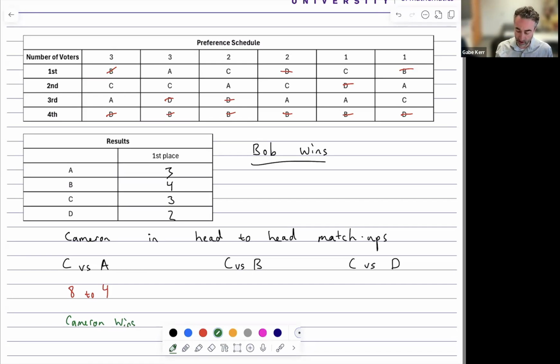Okay, what about versus Bob? Remember, Bob is the winner according to our plurality method. So let's see what happens if it's just Cameron and Bob. All right, I'll get rid of all these crossed out.